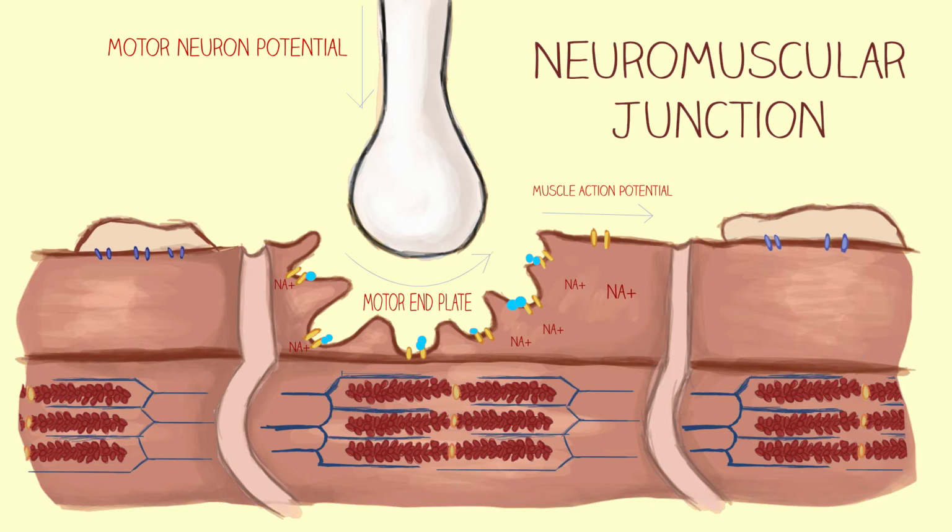Because neuromuscular junctions are typically in the middle of muscle fibers, muscle action potentials will propagate in both directions down the sarcolemma of muscle fibers. It is important to note here that the muscle action potential propagating down the muscle fiber will not only travel on the periphery of the fiber, but will also be propagated inwards.